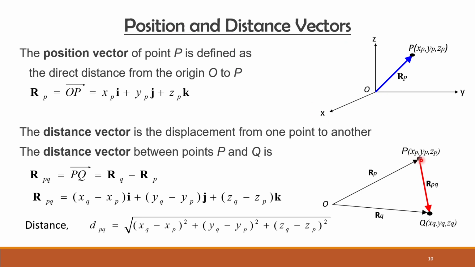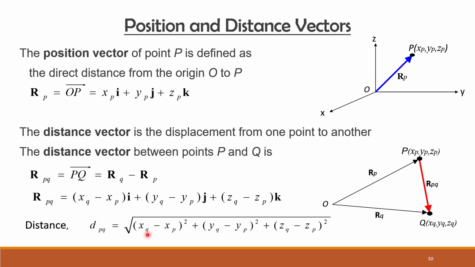To find vector P to Q is very easy. You take the ending coordinate: XQ minus XP for component i, YQ minus YP for component j, and ZQ minus ZP for component k. So for vector PQ, take coordinate Q and deduct coordinate P. The X axis has unit vector i, the Y axis unit vector j, and the Z axis unit vector k.